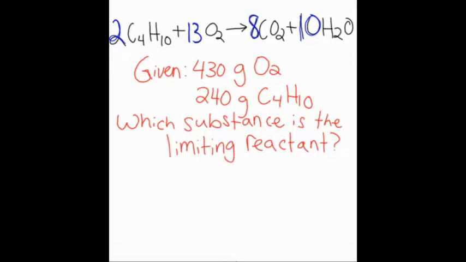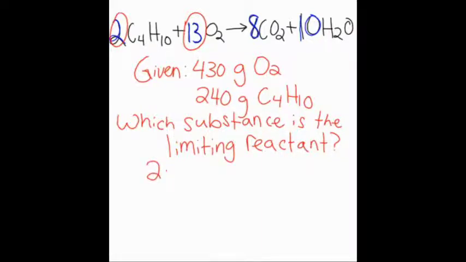So here what we have is a reaction between butane and oxygen. This is called butane right here, and oxygen, and they're combusting to make carbon dioxide and water. Here we're given that we have 430 grams of oxygen and we have 240 grams of butane. Which substance is the limiting reactant? Now I've already started circling this. These coefficients are the numbers that we're going to use in order to determine which one is the limiting reactant.